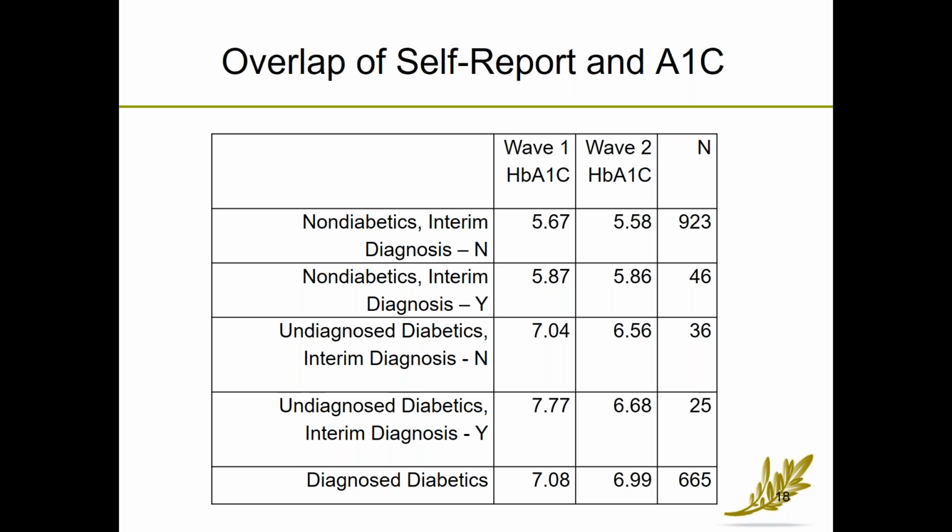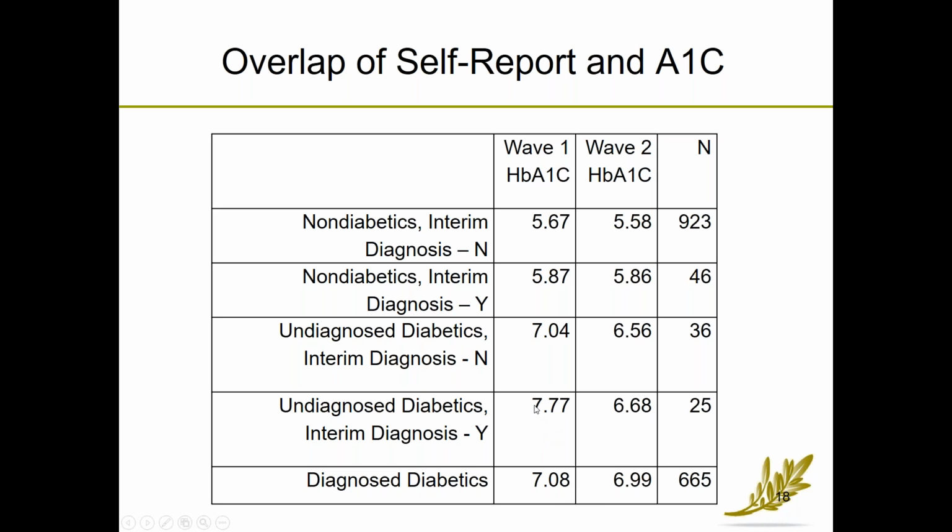Those who had undiagnosed diabetes in wave 1, so they did not report they had diabetes, but their blood sugar was elevated, tended to have A1Cs that were higher, around 7. And then there were people who were diagnosed the entire time, and they tended to have higher A1Cs as well.